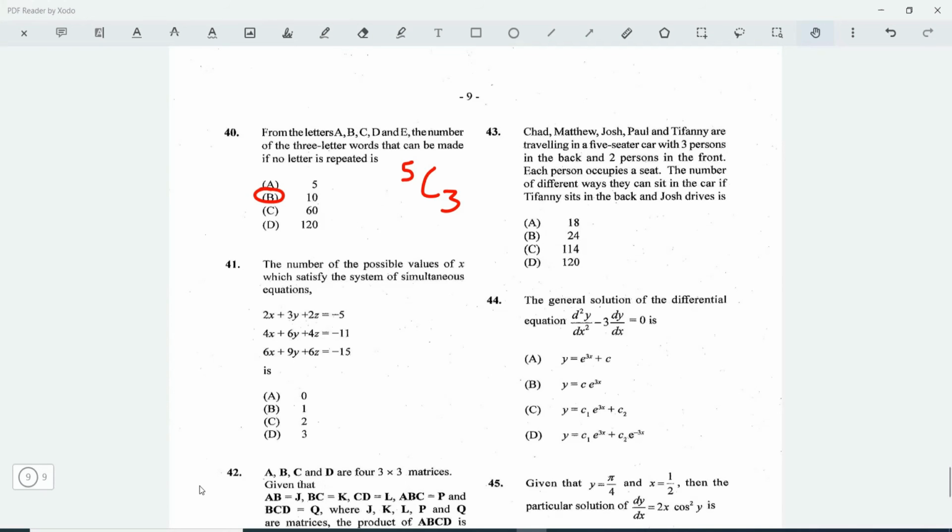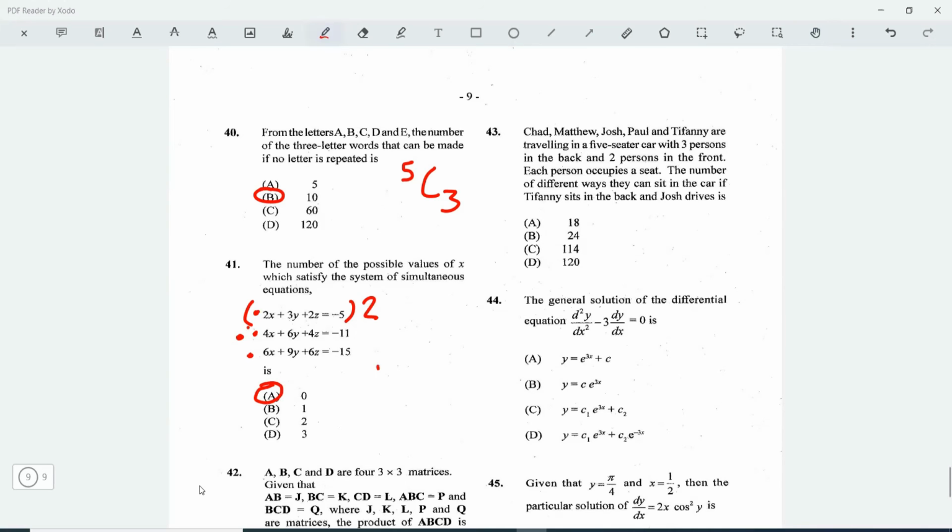Now, question 41 says the number of possible values of x which satisfies the equation is. So as we can see right here, look at this. The number of possible values for x. Now, as you can see, this is a multiple of this, right? 2x, 4x, 6x. If you multiply 2x times 2, you get this second one. So if I multiply this equation by 2, we get the second one. If I multiply the first equation by 3, I get the third equation. So there's no solution right here because this is a minus 11, it should have been minus 10.